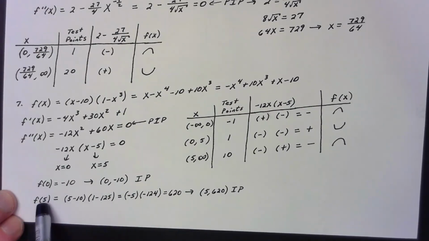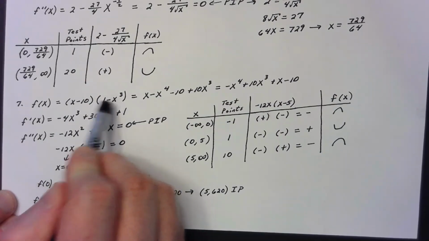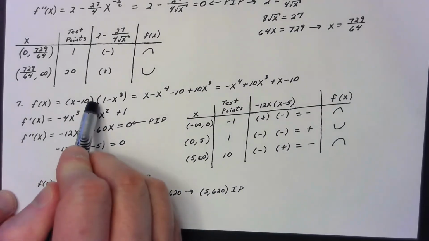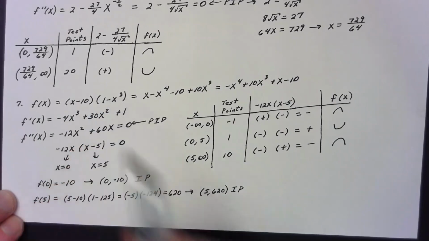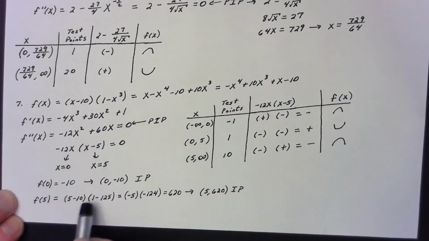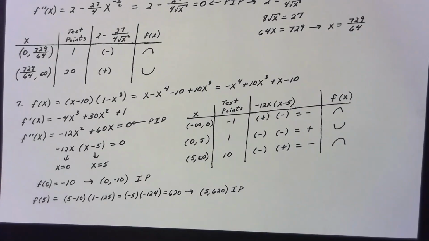And then when you plug a 5 in, what I did is I figured out it'd be easier to plug a 5 into the original expression. I'll get negative 5 times, it'd be 5 minus 125, 1 minus 125. I'm getting negative 5 times negative 124 for 620. So the ordered pair of that inflection point when x is 5 is the ordered pair of 5, 620.